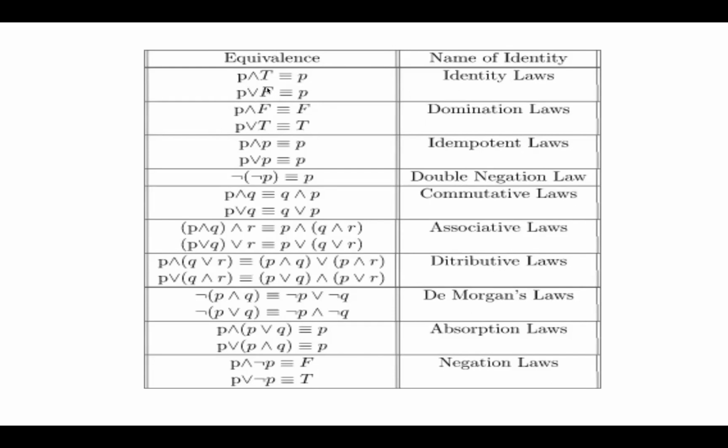P OR F is equivalent to again P. Why is it? Because whatever the value of P will be, the result follows it. If P's value is T, then T AND T will also be T, so P is T here. If P is false, then false AND T, that is false conjunction T, will be false. Means P's value is false, so here it will also be false.